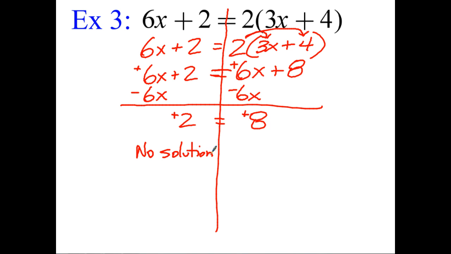Sometimes people get to this point and say, oh, well, x is equal to 0. But if you think about it, if x was 0, 6 times 0 is 0, plus 2, your left side will equal 2. Well, here, if you made this 0, 3 times 0 is 0, plus 4 is 4, 4 times 2 is 8. Well, 8 and 2 don't equal each other. So even if x was 0, this wouldn't work. So it's not that x is 0. There is nothing that works.